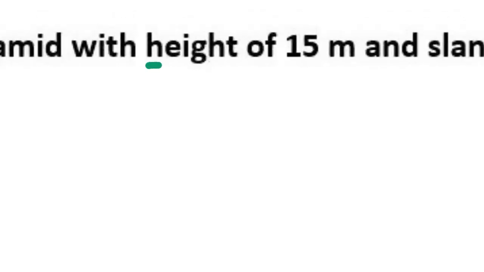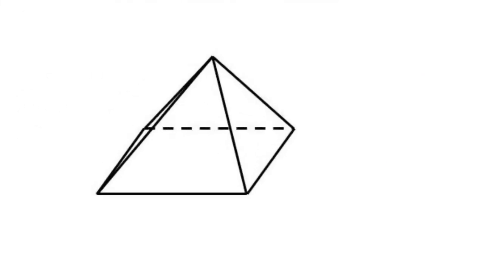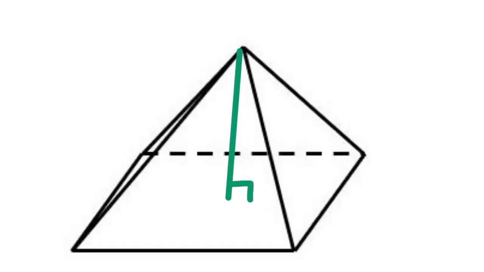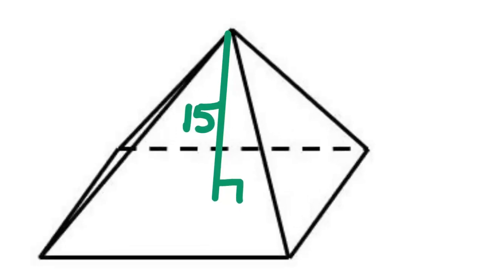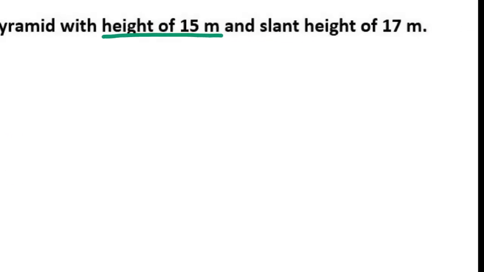Our height is 15 meters. That goes from the vertex straight down to the base, and when it hits the base, it makes a right angle, and that is 15. The slant height goes down a lateral face, so it's going to go down one of the triangular faces, right down the center of the triangle, not one of the lateral edges. That is our slant height of 17. That is this piece here.